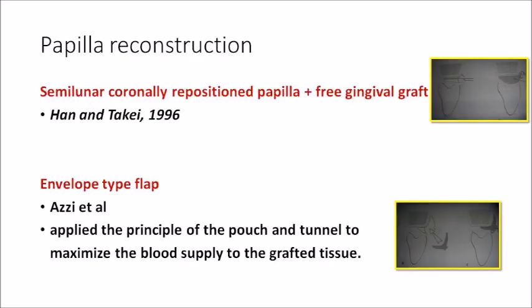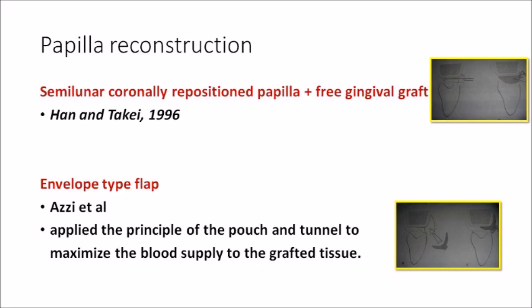Moving on to the next procedure, that is papilla reconstruction. You would have seen black triangles. Now it is very unaesthetic. So the treatment of choice in that case is reconstructing the lost papilla. The first technique is semilunar coronally repositioned papilla with a free gingival graft. So it is very similar to our semilunar technique for root coverage. We are giving a semilunar incision apical to the gingival margin and we were pushing that coronally to cover the recession. That was for the root coverage procedure.